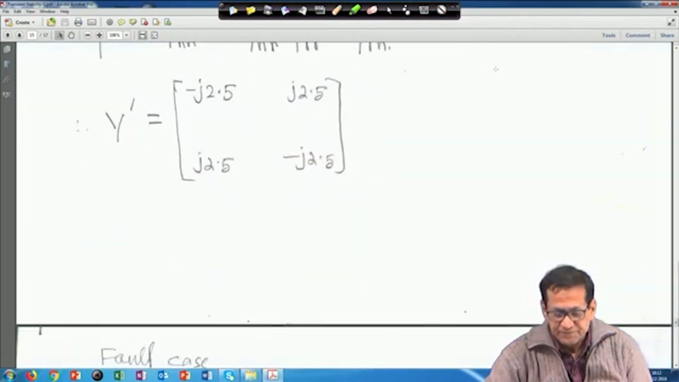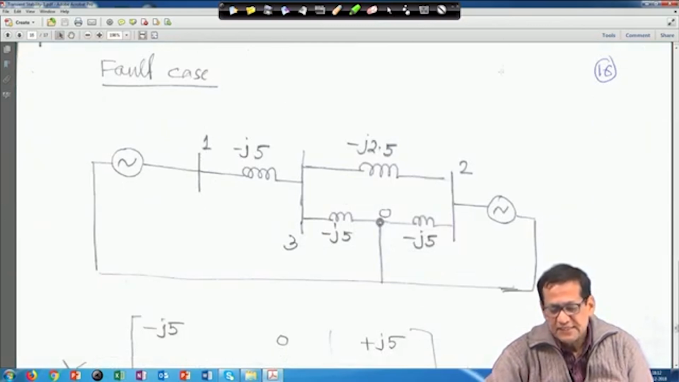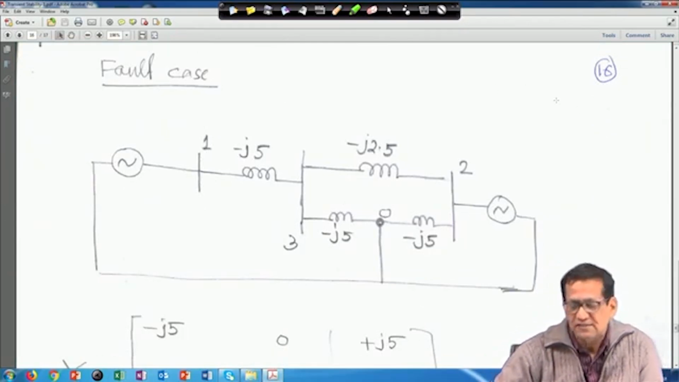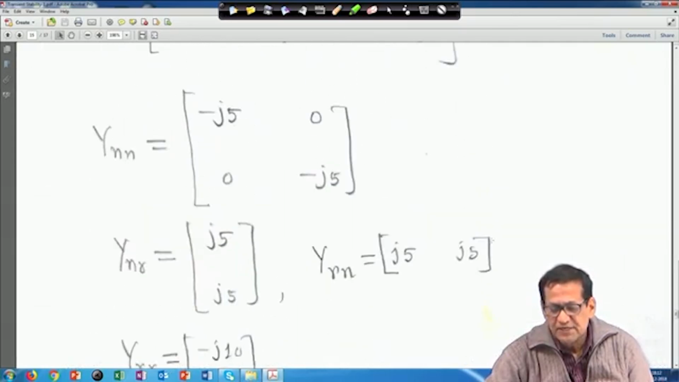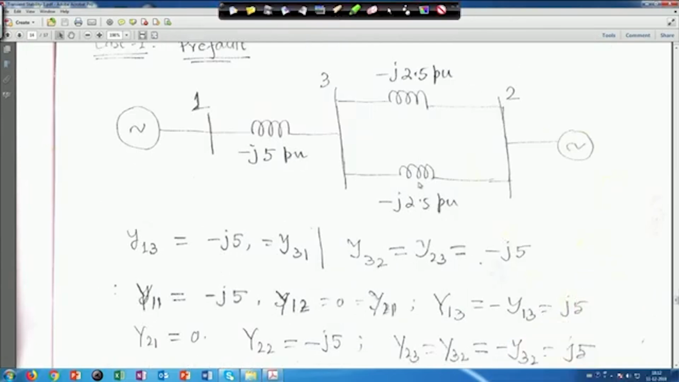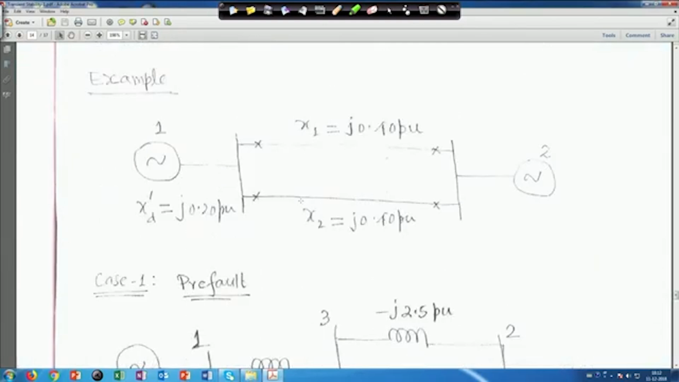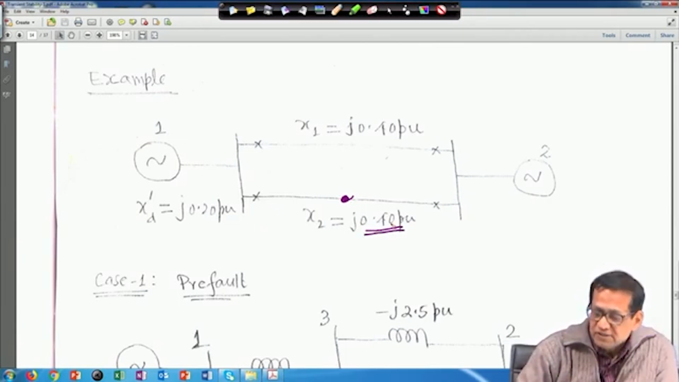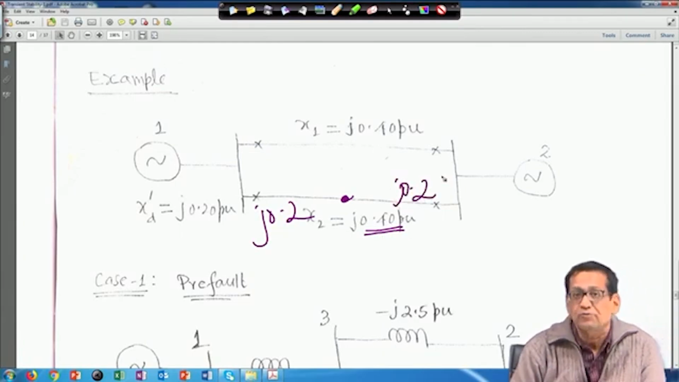Now, next is the fault case. A 3 phase fault has occurred in the middle of the line. So, we will go back to the original diagram. Fault has occurred in the middle of the line, so on this side the reactance will be half. This side will be 0.2 and this side also will be 0.2.